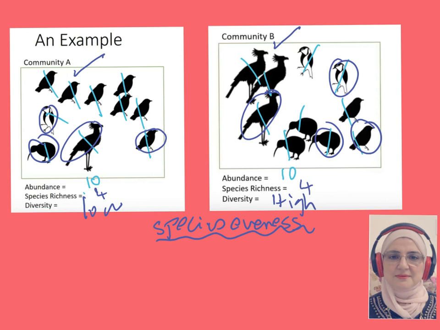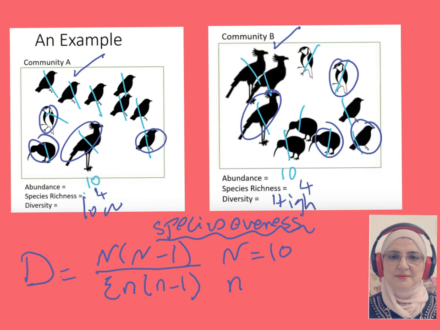Here you need to apply the formula of diversity index. The formula is saying that D equals N into N minus 1 over the sum of small n into n minus 1, while the capital N refers to the abundance. So I can say that N equals 10 in each of the two samples, while the small n is the total number of individuals in each species.